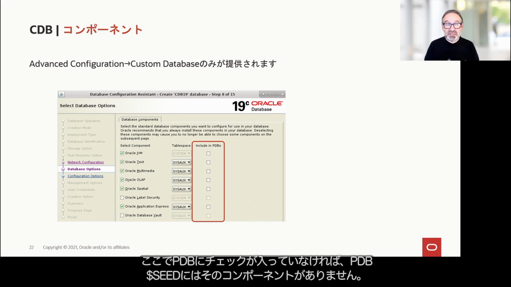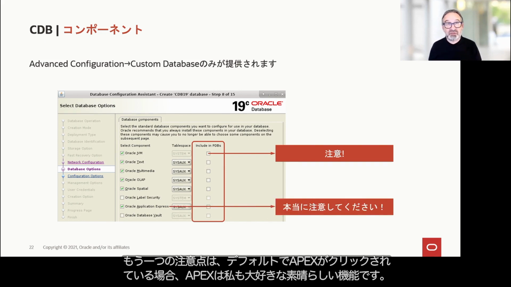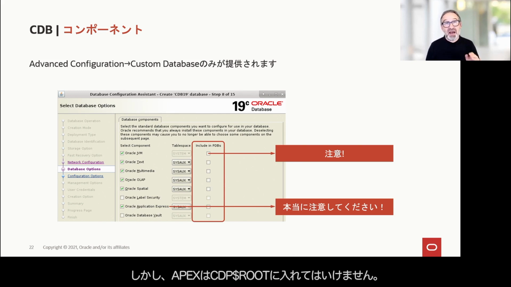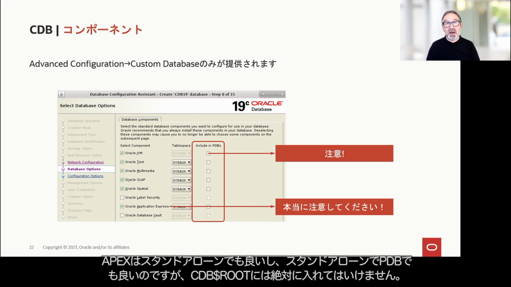If it's not ticked on here for PDB, the PDB seed doesn't have that component. Another thing you need to be aware of, if it's clicked on by default, is Apex, which is a great feature. I love Apex, we all do actually, but Apex should never be in the CDB root. It should always be only in PDBs. And this is the only exception from the rule with the components. Apex can stand alone and should be standalone in PDBs and should never be in the CDB root.